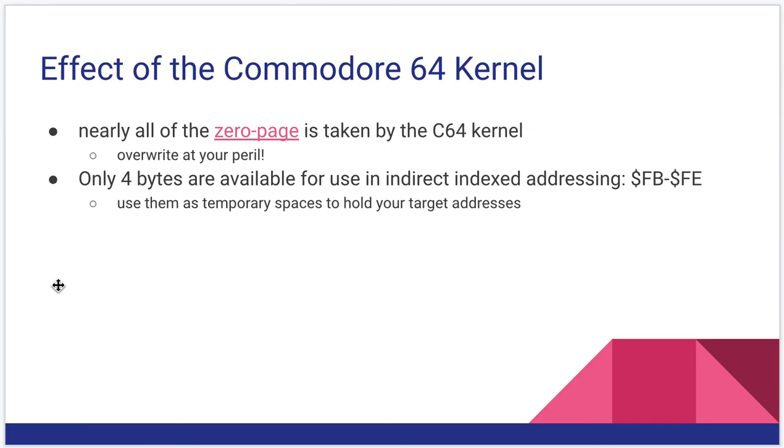Again, we have some caution we have to take. I told you before that very little of the zero page is available to us to use. Almost all of it is taken by the Commodore 64 kernel. There's really only 4 bytes we can use for indirect addressing or indirect indexed addressing, and that's zero page addresses FB through FE. So FB and FC forms an address, FD and FE forms an address as well. The way you would use them is one might be the start address of something you're copying from, the other might be the start address of something you're copying to. Use these as temporary spaces to hold your target addresses when you're setting up indirect indexed addressing. And there are times when you will need to do that.